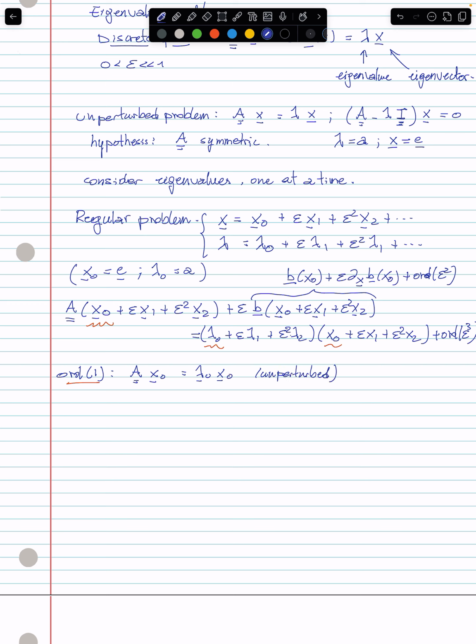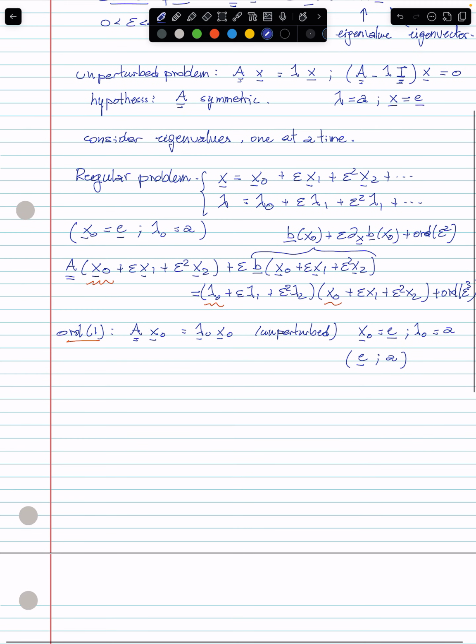All right, as expected, which means that, as we were hoping, x0 is equal to e, the eigenvector that we want to consider, and lambda 0 is a, the eigenvalue that we want to consider. Keep in mind that e and a form pairs. They go together. Don't ever mix an eigenvector with a wrong eigenvalue.